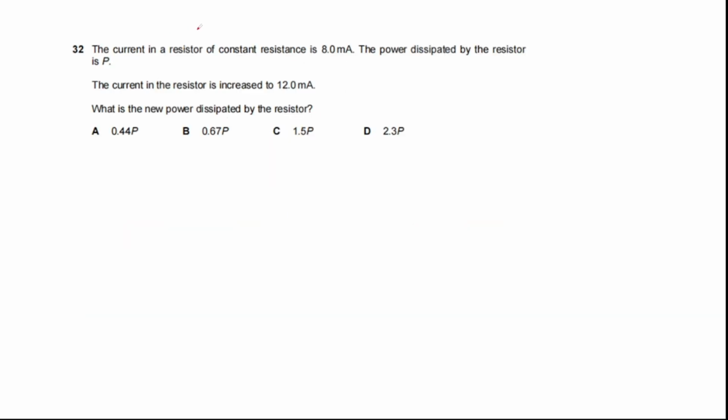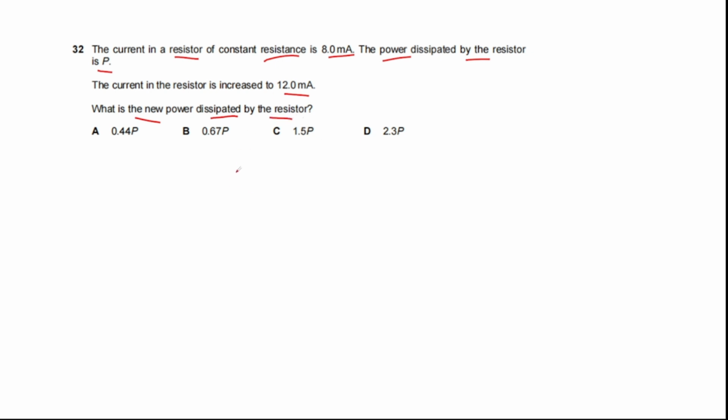Question number 32. The current in a resistor of constant resistance is 8 milliamperes. The power dissipated by the resistor is P. The current in the resistor is increased to 12 milliamperes. What is the new power dissipated by the resistor?